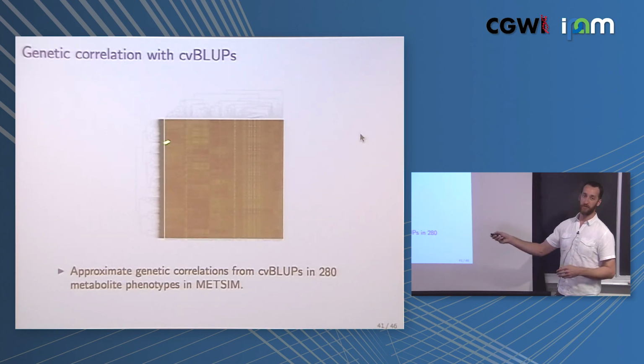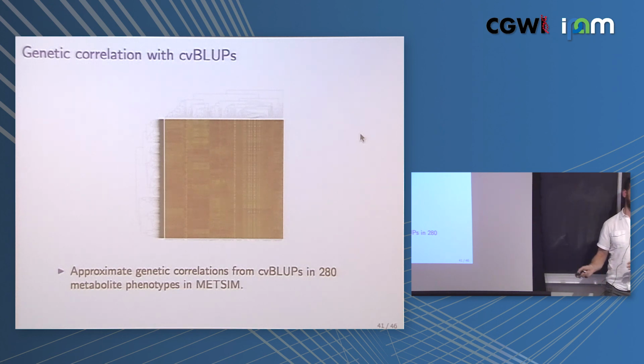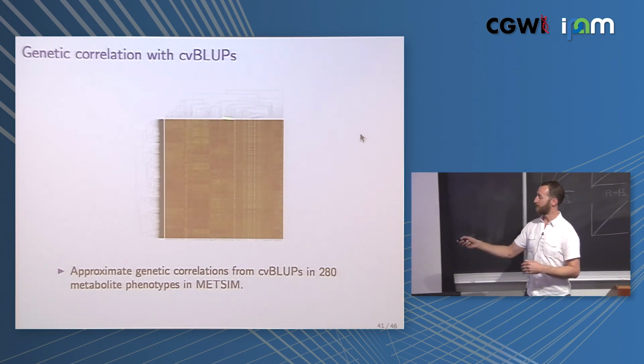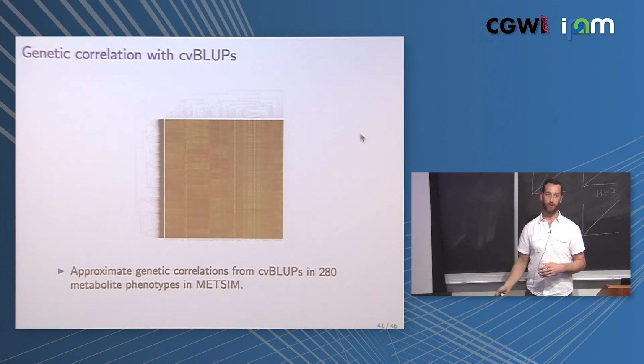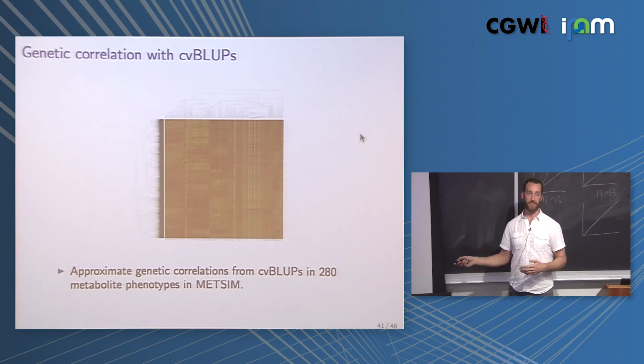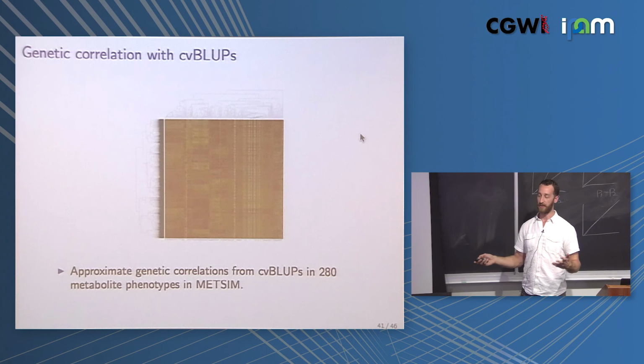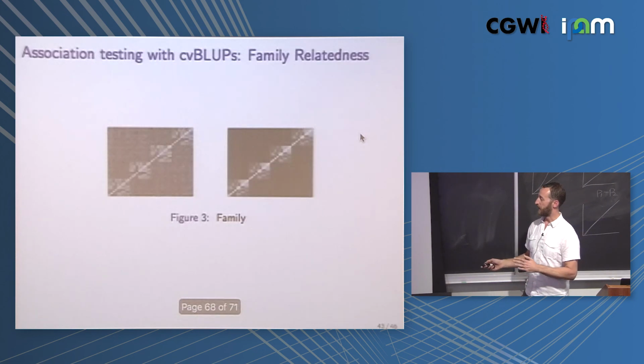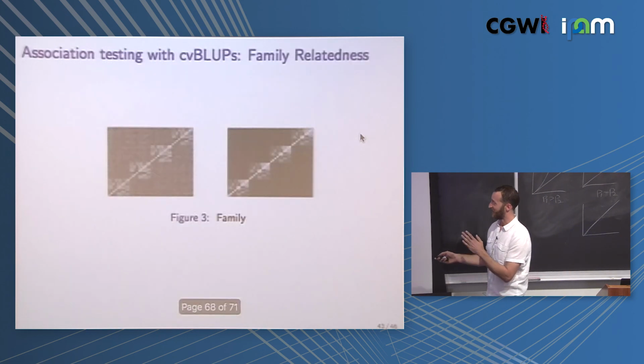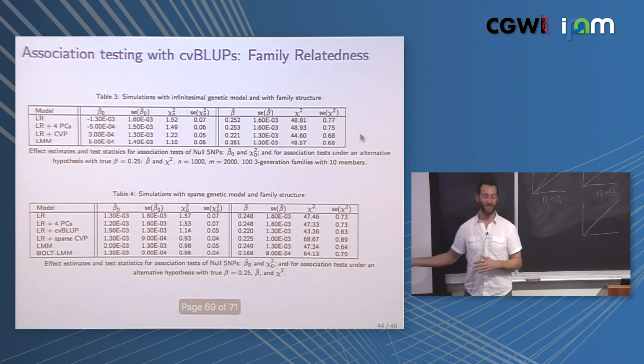The correlation of the CV BLUPs is proportional to the genetic correlation. So if you run lots of phenotypes, like in the METSIM, you can very quickly estimate the genetic correlation of many hundreds of phenotypes at once. And I'm going to skip the association testing a bit because I think I'm way over.